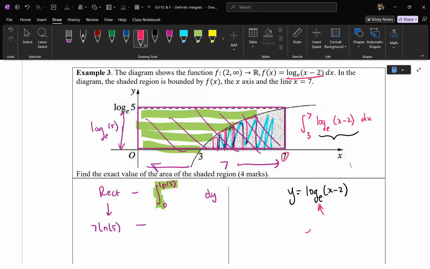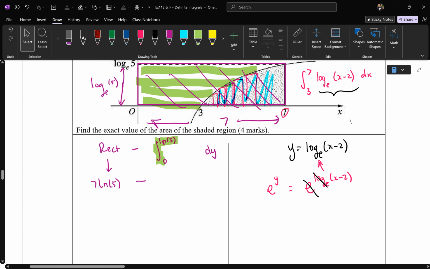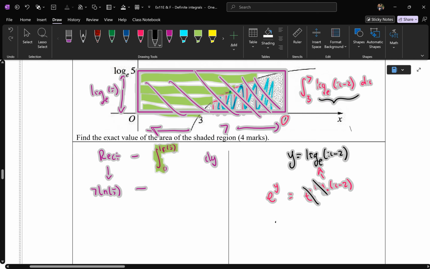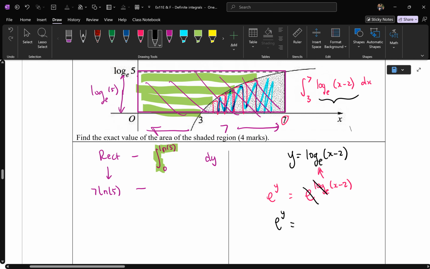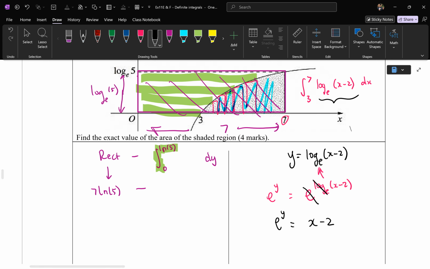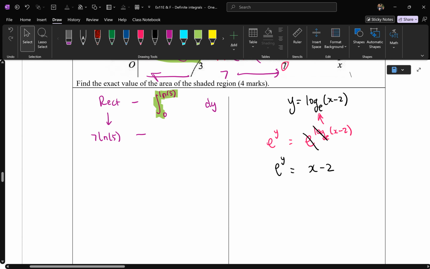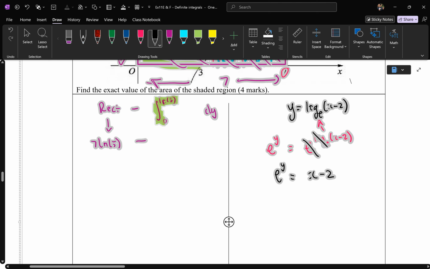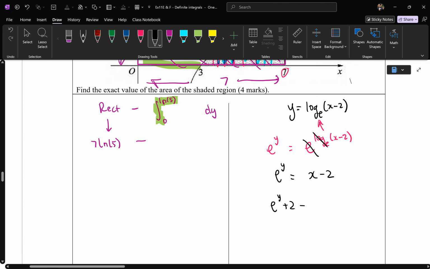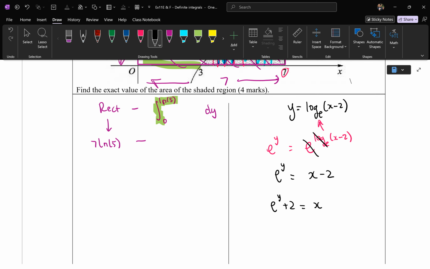Very good. Exponential e to the right, so e to the power of y on the left, and then e to the power of log e of x minus 2. Those are inverses, so e and log e will cancel out. You will then end up with e to the y on the left is equal to x minus 2. We're trying to make x the subject, so add 2 on both sides. e to the y plus 2 is now equal to x.